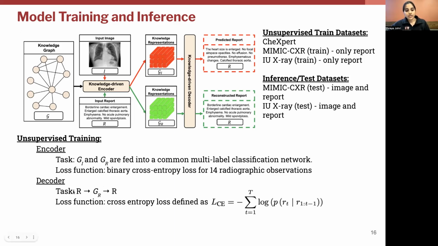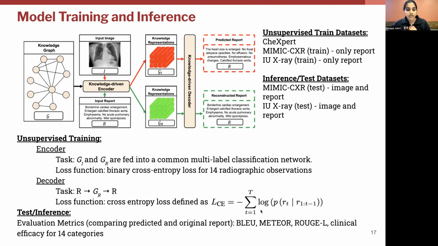For the decoder, since we don't have any labels, the authors used a method in which they basically started with the report, and their final objective is to regenerate the report. So they go from the report to the knowledge representation, and then finally want to get the report back. The loss function they are using in this case is cross entropy loss, defined in this way.